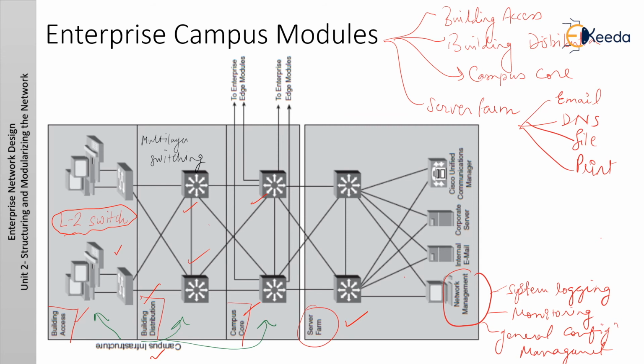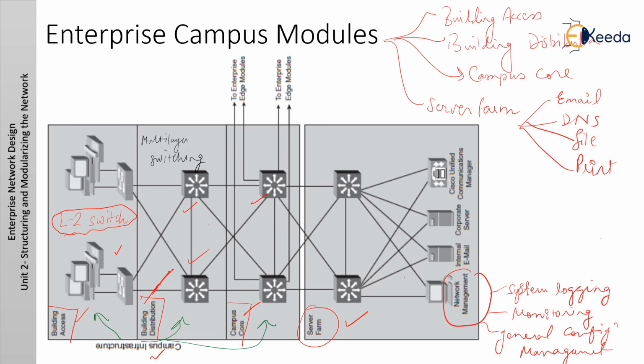Now come to the building distribution layer. So this is the building distribution layer. Inside that building distribution layer, it aggregates the wiring closets within the building and provides connectivity to the campus core layer. It provides aggregation of the access layer network using multi-layer switching. The building distribution layer performs routing, quality of service, and access control requests for data flow into the multi-layer switches and onwards into the campus core layer.